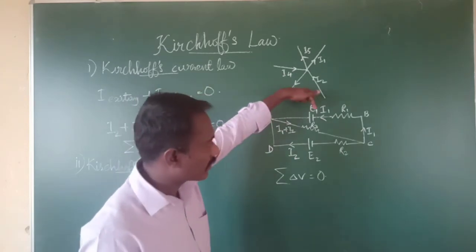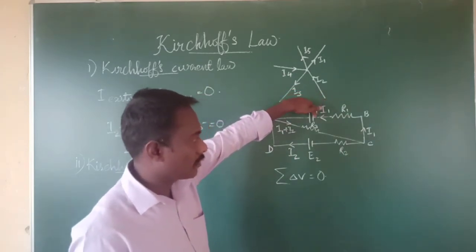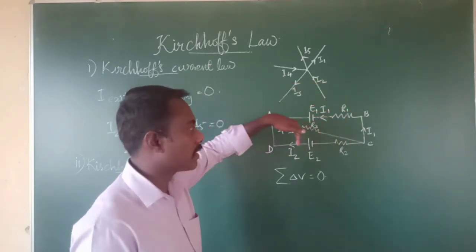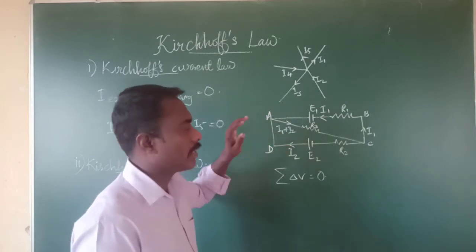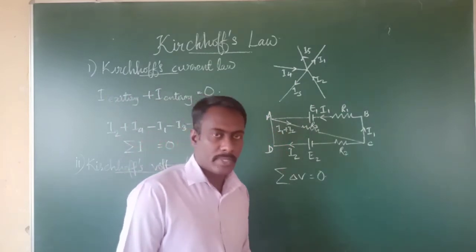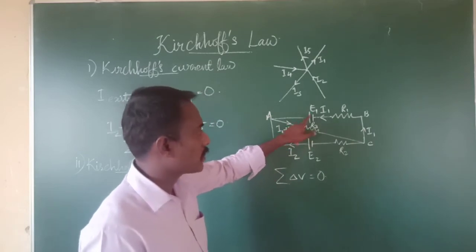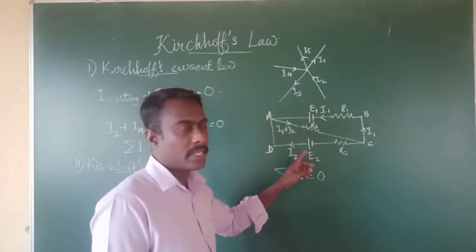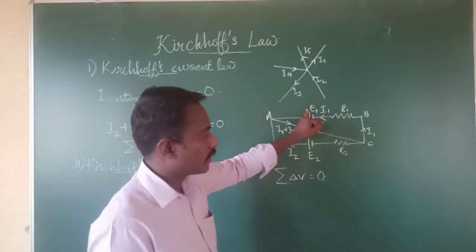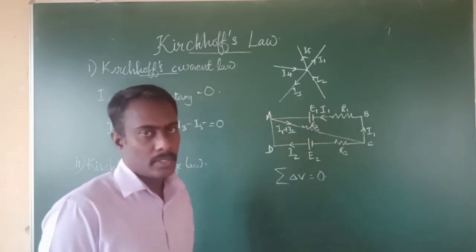If you get the positive terminal of the battery first as we are tracing the direction of the electric current, then the EMF of that battery will be positive, and if we are traversing from the negative terminal to the positive terminal of the battery, then the EMF will be negative.